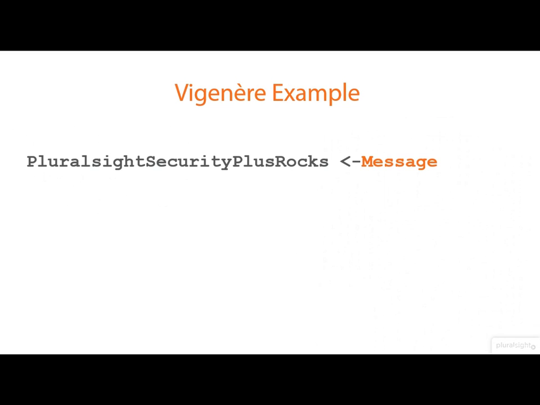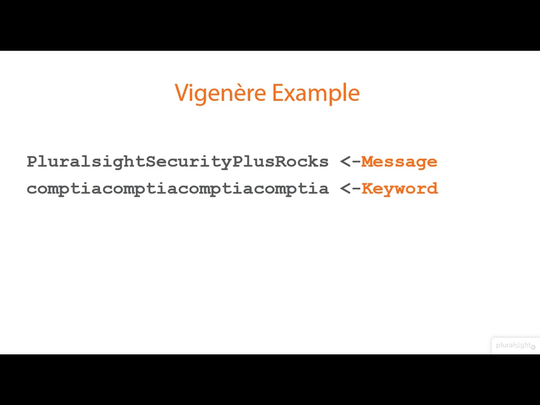All right, so as an example, let's say we have this specific phrase. I want to pass this on to my friend. Okay, say I'm Bob. I want to talk to Alice, my dear old friend. We've been best buds since the dawn of the computer age, right? So I want to send to Alice this message that says Pluralsight Security Plus rocks. All right, so that's the message. And then my keyword is going to be CompTIA, okay, C-O-M-P-T-I-A.